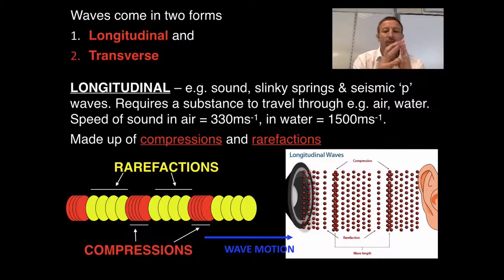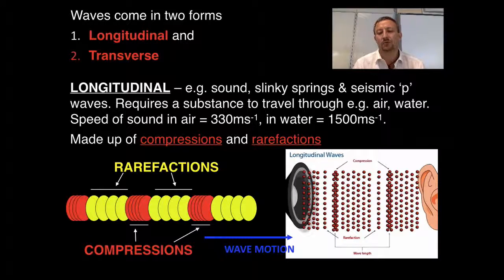Now, obviously, as it pulls back, the particles are going to become further apart, hence we get our rarefaction. The distance between each compression we determine as the wavelength. Now, what happens is those compressions and rarefactions are then picked up by your eardrum, converted into an electrical signal, and then your brain interprets that sound as a specific frequency, and obviously we hear whatever it is that we happen to be listening to.